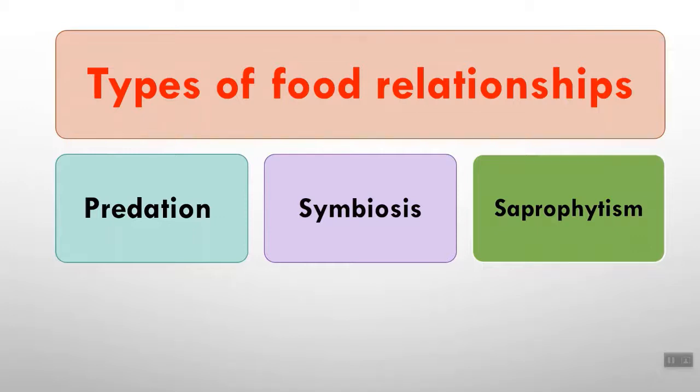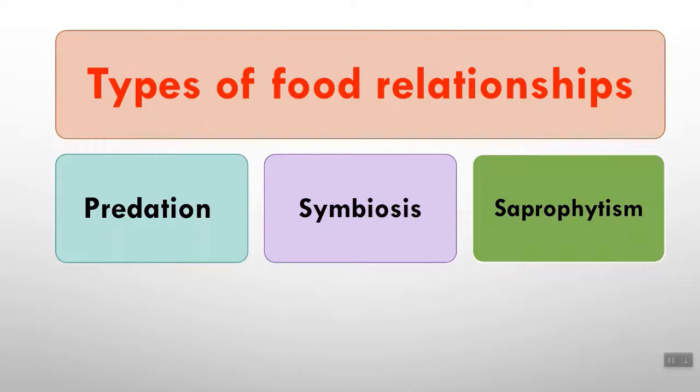Predation is the food relationship between two living organisms where one organism devours the other one, as the predator and prey. We have many examples of the predation relationship, such as the cat and mouse, lion and deer, the wolf and rabbit. They are called the predation relationship.